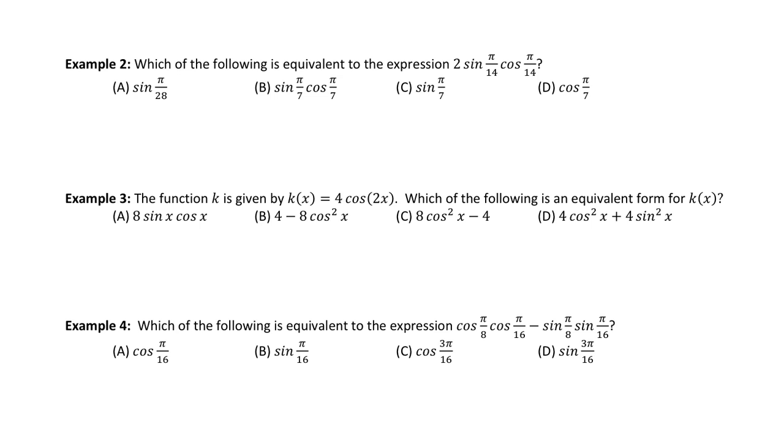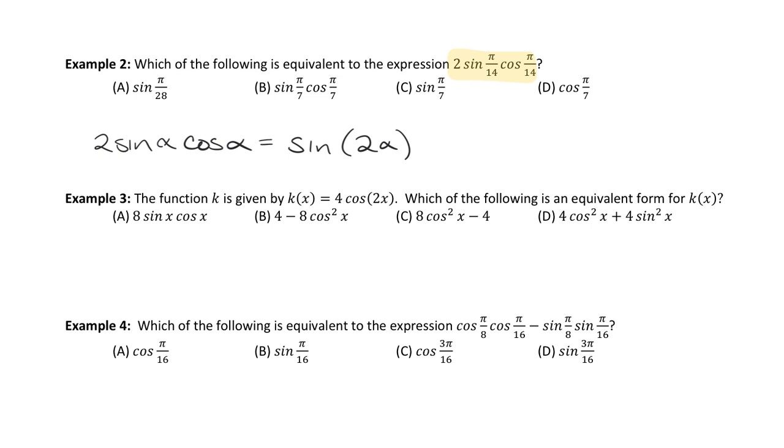Sorry. Question number 2 says, oh, we have 2 number 2s. Oh, well. Which of the following is equivalent to the expression 2 sine of pi over 14 cosine of pi over 14? Do you recognize this looks like one of the patterns from that table? Which one does it look like? It looks like 2 sine alpha cosine alpha. Right? That's what it looks like. That is equal to the sine of 2 times that angle.